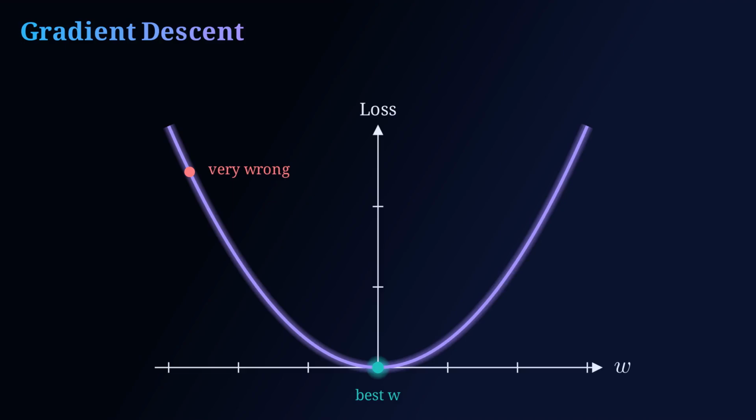Of course, in a real problem we can't just look at the whole curve and point to the bottom. We only get to stand at one spot and feel around locally. So let's place a ball somewhere on the curve, off to one side, and see what the ball can sense from where it sits. What the ball can feel is the steepness of the ground right under it. On a curve, that steepness has a name, the slope, or in calculus, the derivative. It tells us how fast the loss changes as we nudge W a tiny bit to the right.